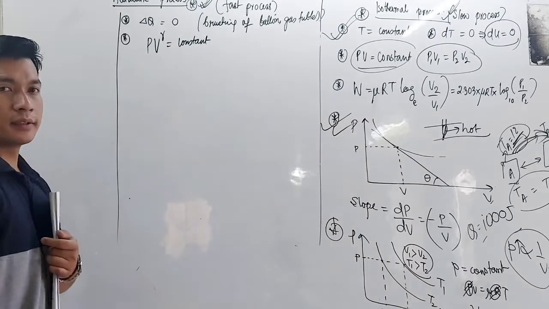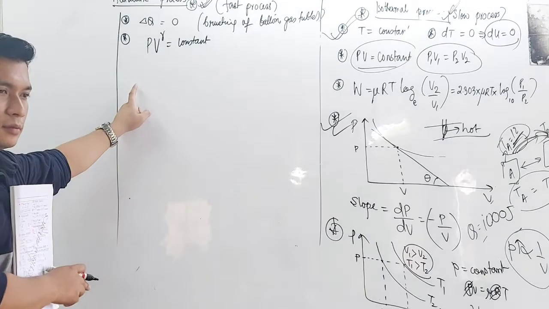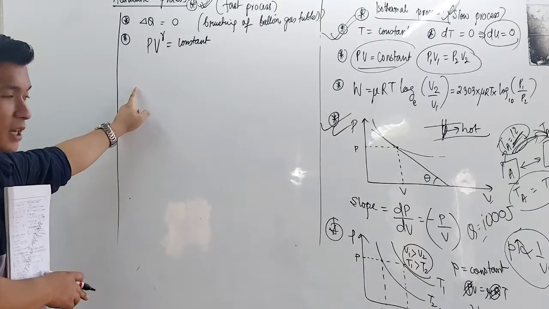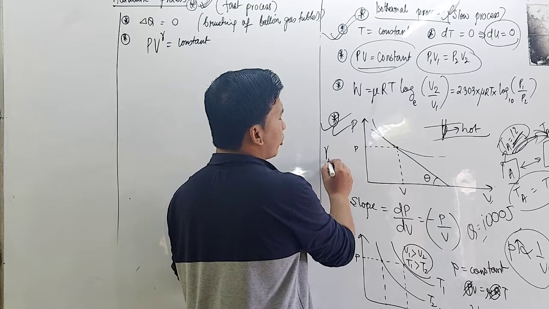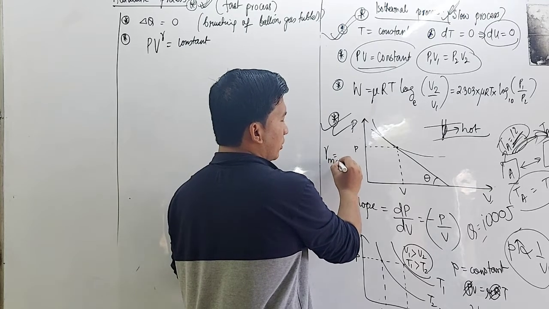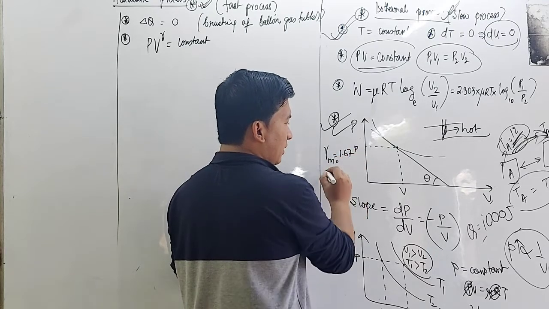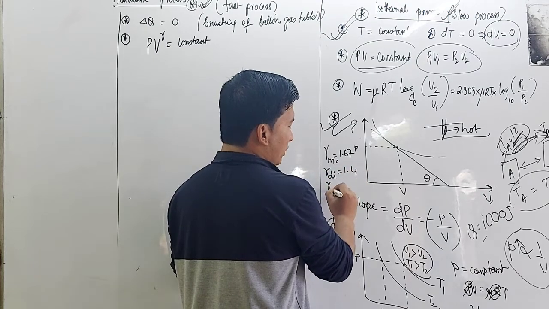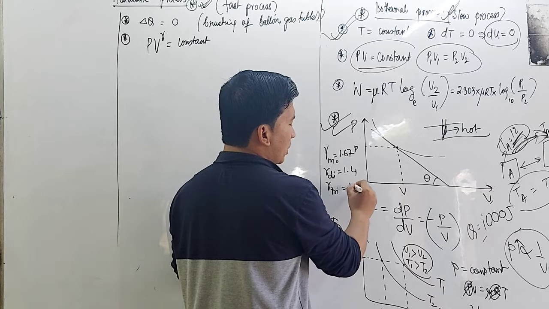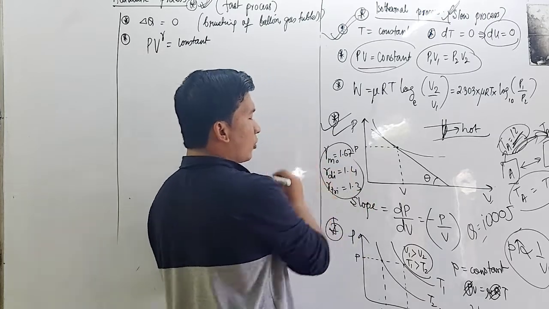Gamma is the gas constant, the ratio of specific heats. For a monatomic gas it is 1.67, for a diatomic gas it is 1.4, and for a triatomic gas it will be equal to 1.3. You should not forget this.